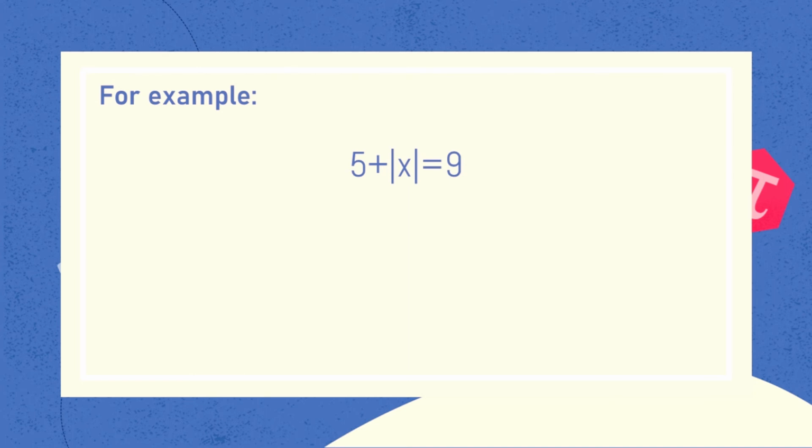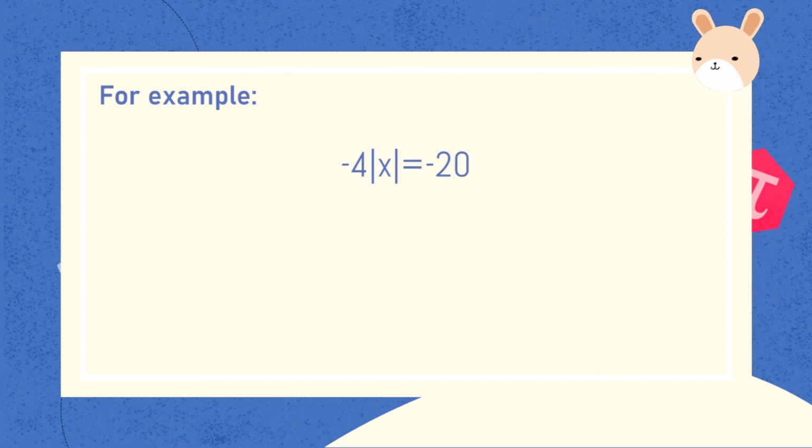Another example, 5 plus the absolute value of x is equal to 9. First, we subtract 5 from both sides of the equation, which leaves us with the absolute value of x equals 4. So it means that x can either be negative 4 or 4.